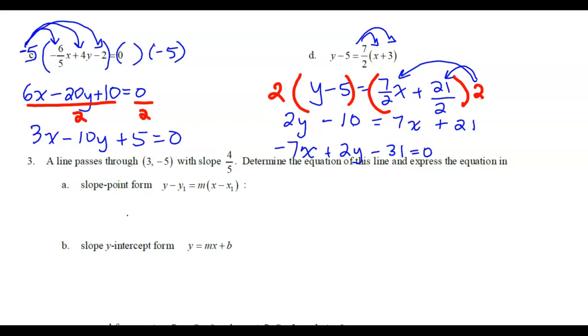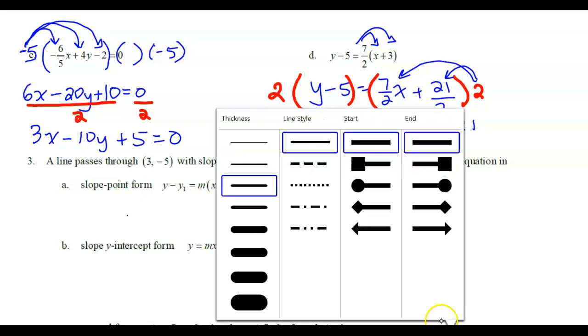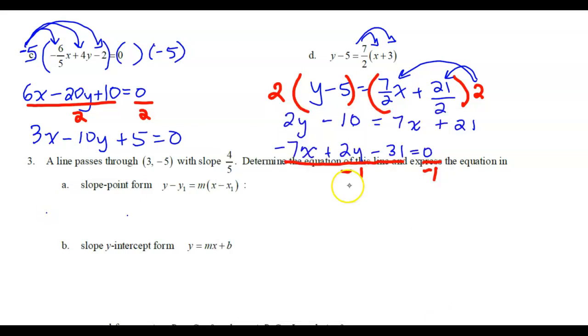And so now you either multiply or divide by negative 1, however you want to think about it. You don't even have to show that. You can just rewrite it because you're changing all of the signs.